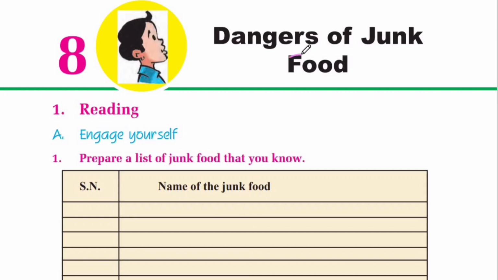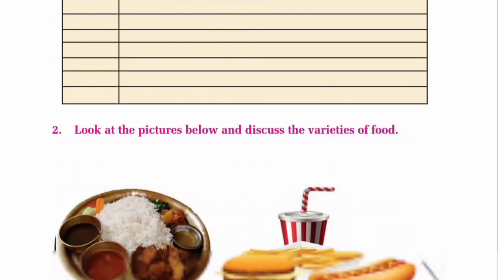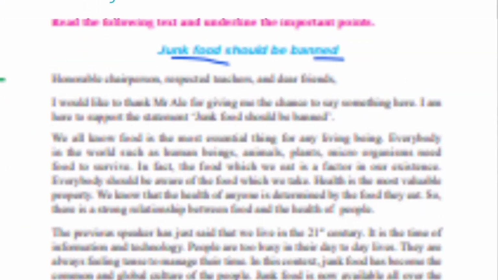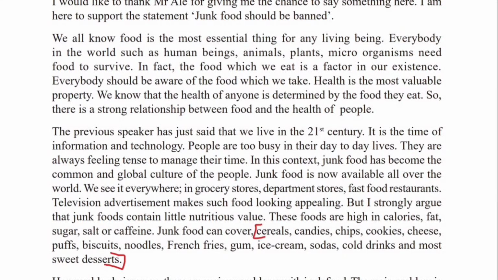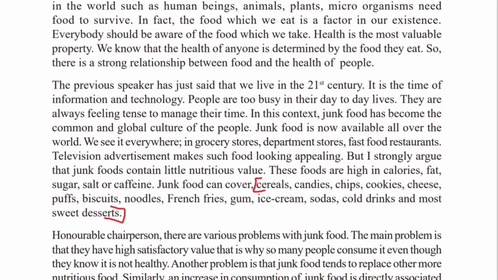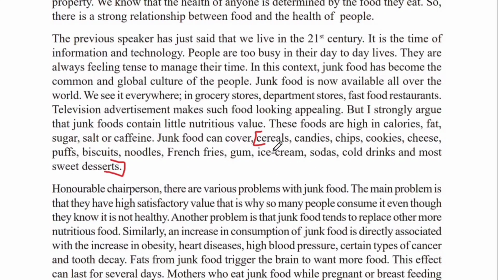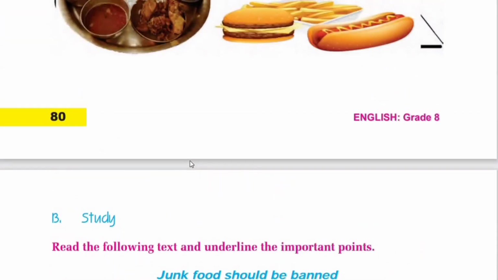So, dangers of junk food. What is junk food? First of all, you need to understand what junk food is, and let me tell you, junk foods are the foods which are least in nutritious value but high in calories or fat. These junk foods cover cereals, candy, chips, cookies, cheese, cold drinks, sodas, ice cream, gum, french fries, which are not homemade food. The foods which are not homemade and which are high in calories or fat are called junk foods. Well, now let us do the first task.